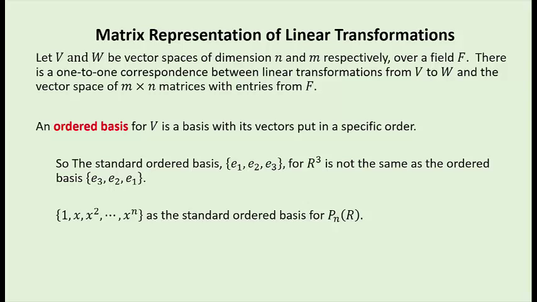The first thing we have to do is define an ordered basis. So far we've just said a basis is a spanning set for V, and it is linearly independent. But now we're going to put them in a certain order, any order we want, but we have to have some order. So the standard ordered basis for R3 is e1, e2, e3, which is the ordered triples (1, 0, 0), (0, 1, 0), (0, 0, 1). Now, we could order them another way if we want, but those are not the same ordered basis.